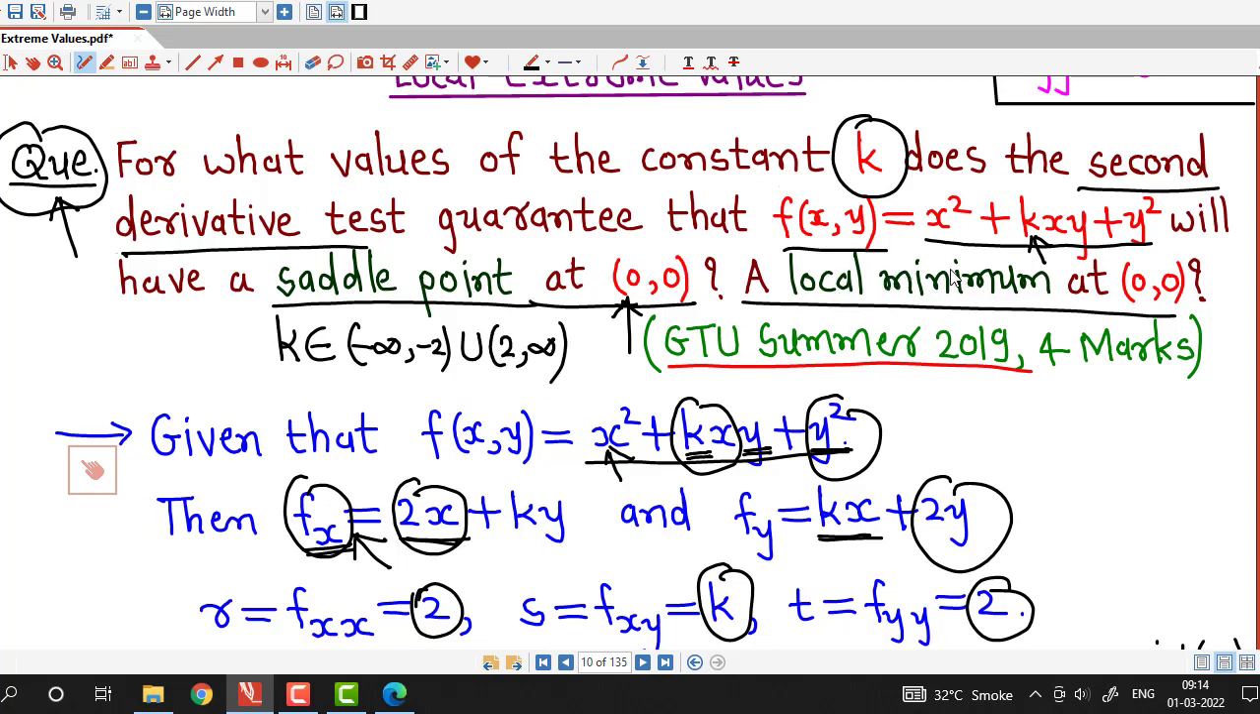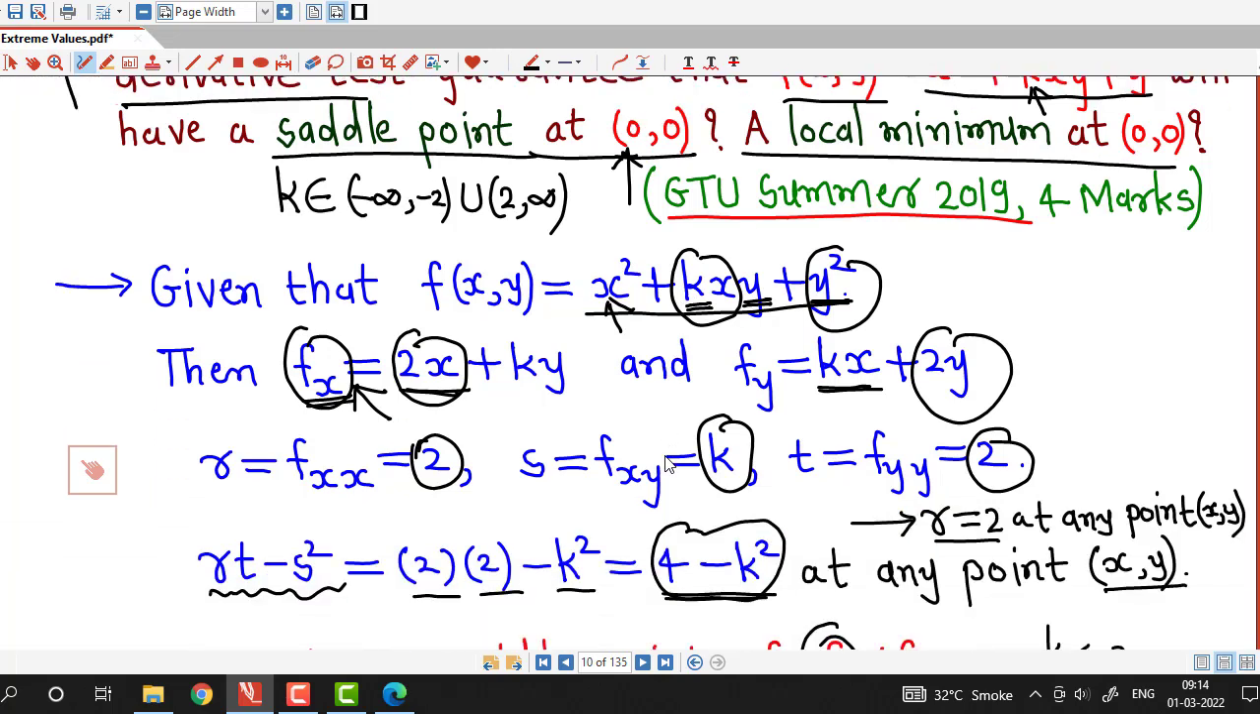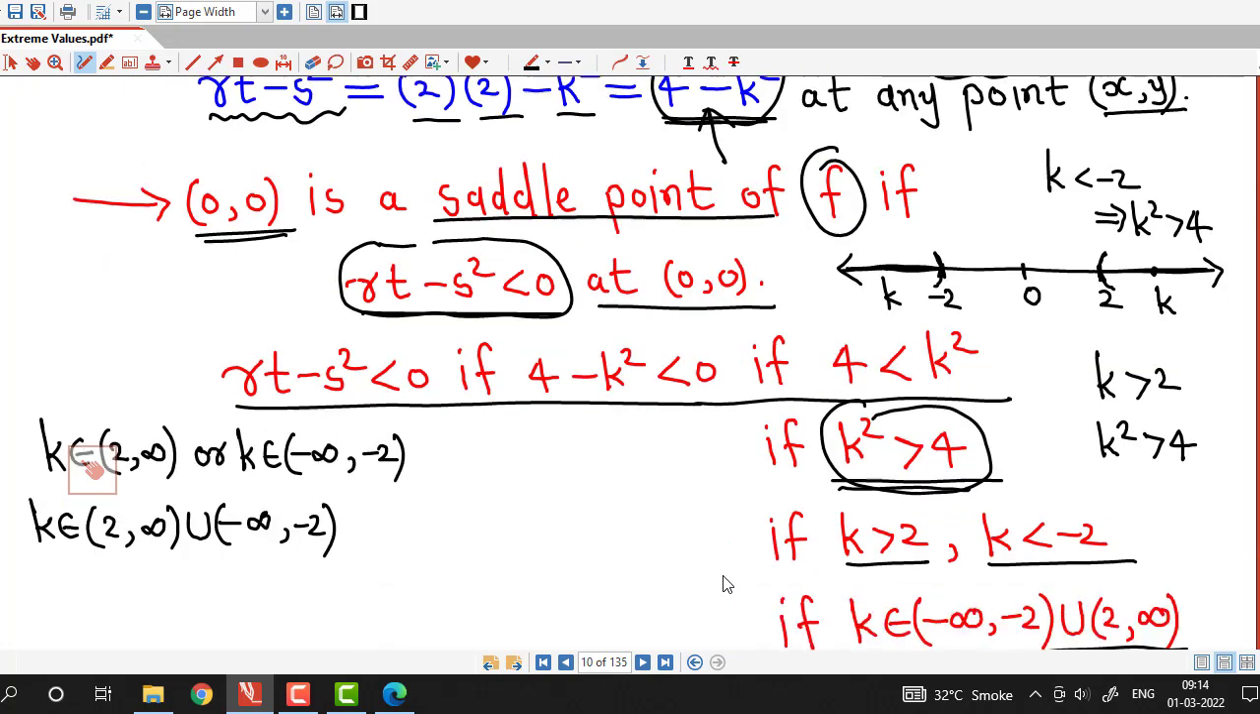Second part is for which values of k f(x,y) will be local minimum at 0 0. So for local minimum r must be positive. Here r is 2 at any point, therefore r is 2 at 0 0. That means r is always positive at 0 0. Now rt minus s square also must be positive for local minimum. So rt minus s square is positive if this 4 minus k square is positive.